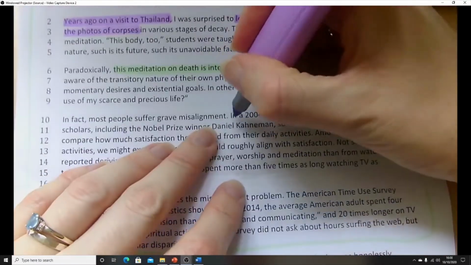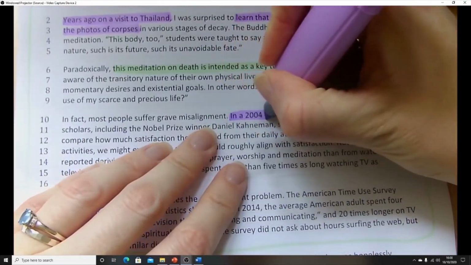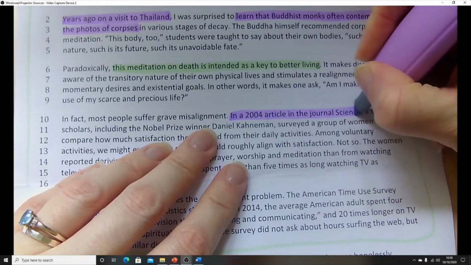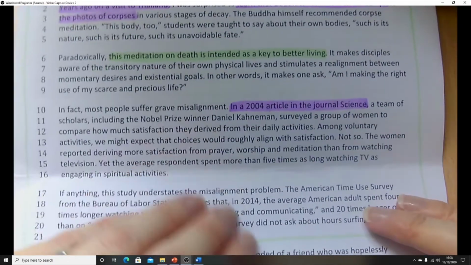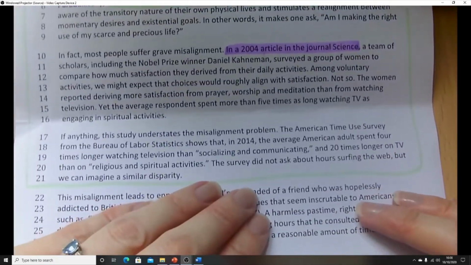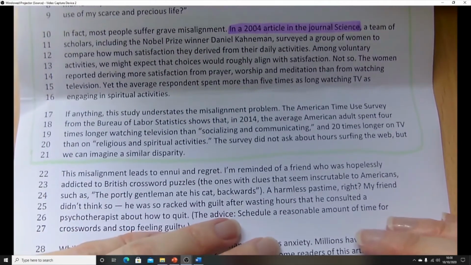So again, this is suggesting to me that his experience is based on research. So he's actually found research on this, and it's not something that he's experienced himself.